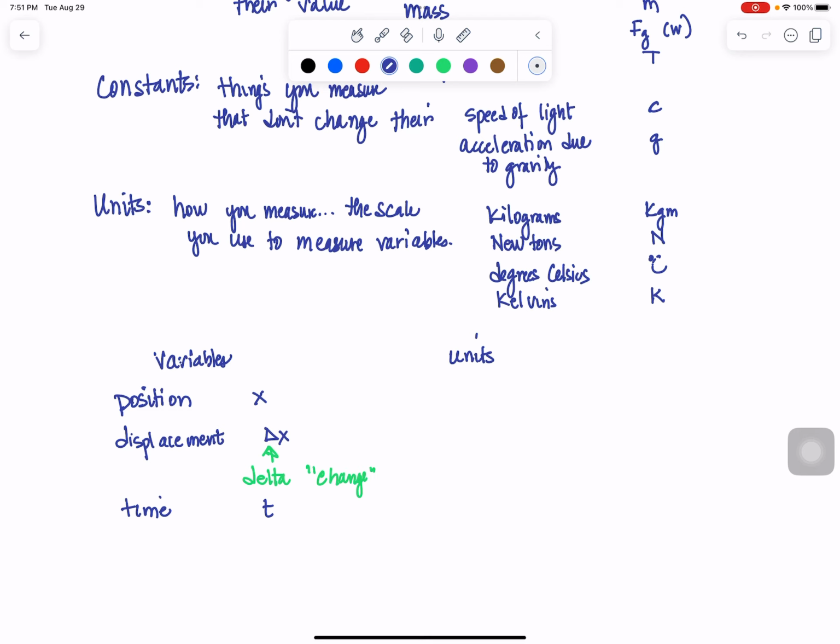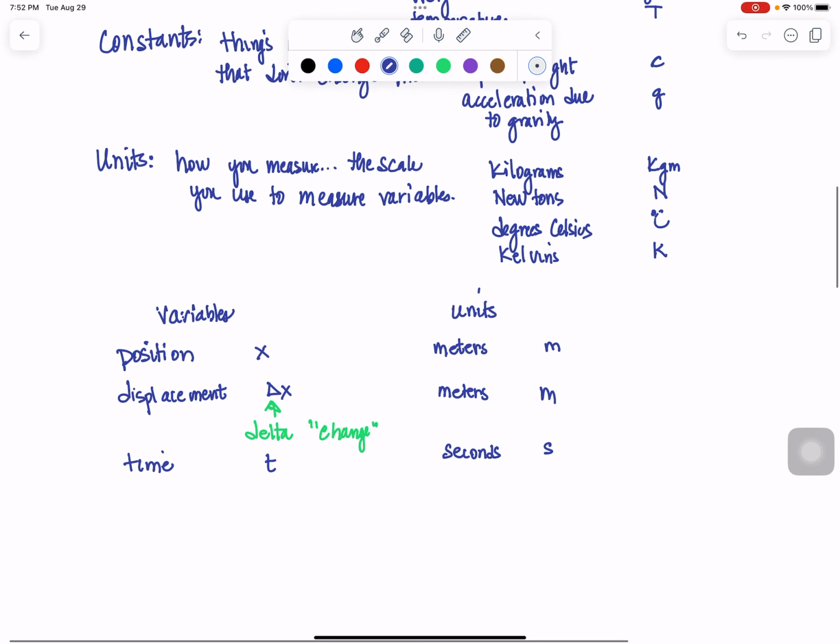And then how we measure them. For position, the standard unit is meters. For displacement, the standard unit is also meters. And for time, it is seconds. And for meters, the unit symbol is lowercase m, and then for seconds, it is a lowercase s. So you'll have to have these memorized.